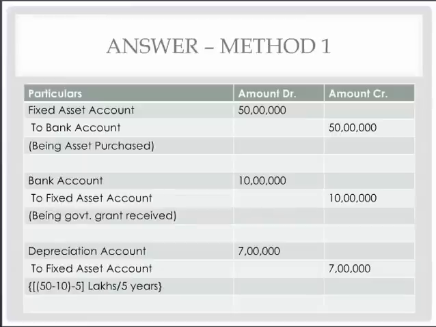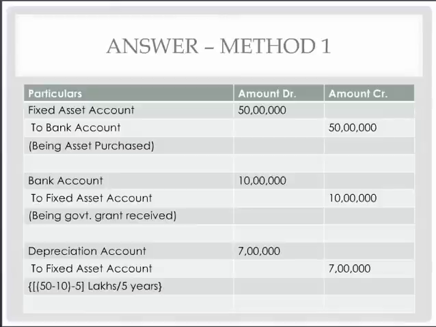Firstly, you will record the purchase of the asset, which is fixed asset account debit to bank account 50 lakh rupees. Now, you have received a grant of 10 lakhs, which you are supposed to reduce from the cost of the asset. Hence, the entry will be bank account debit to fixed asset account, which is 10 lakh rupees. Now your cost of asset becomes 40 lakh rupees.